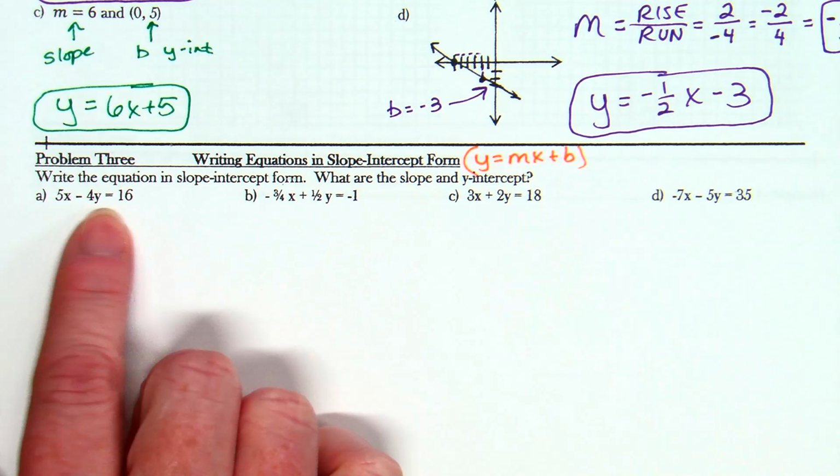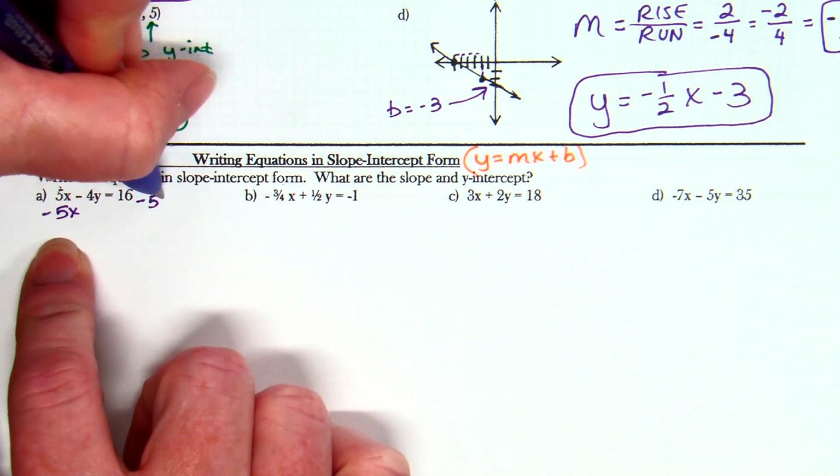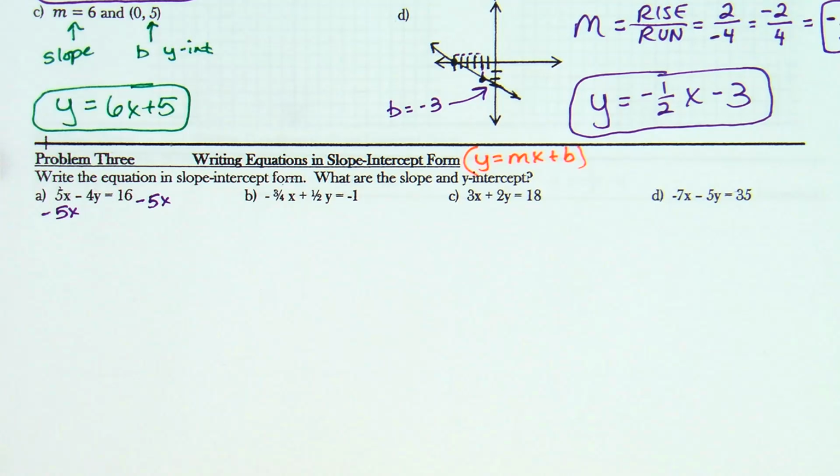Me personally, I'm going to look at this as, okay, if I'm trying to make this y equals, the first thing I want to say is, okay, so what do I have? How do you move this positive 5x over to the other side? We're going to subtract 5x. If I subtract 5x on the left, we're going to subtract 5x on the right. 5x minus 5x will cancel, and I'm left with negative 4y.